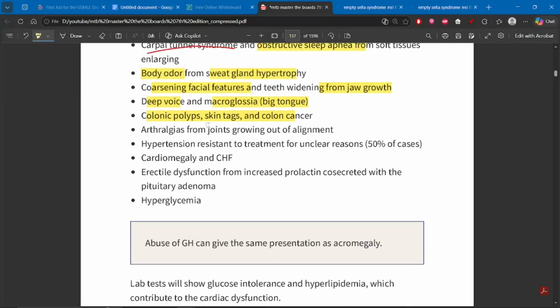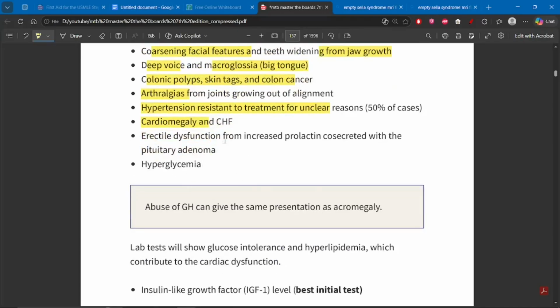arthralgias from joints growing out of alignment, and hypertension resistant to treatment. It's very important. Resistant hypertension can be due to acromegaly, and cardiomegaly is very important because most patients die of heart problems. Also erectile dysfunction from increased prolactin co-secreted within the pituitary adenoma, and hyperglycemia.